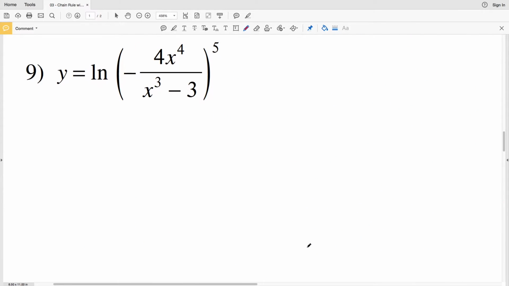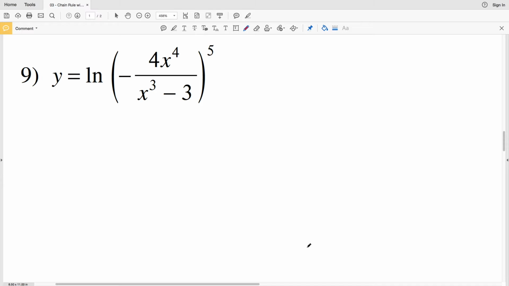Moving on to the second to last problem, number 9, I'm actually going to simplify this problem before I find the derivative. And I'm going to simplify by using the law of exponents. Remember, ln of some base to the exponent is the same as that exponent times the ln of that base. So y is going to be equivalent to 5 times the ln of negative 4x to the fourth over x cubed minus 3.